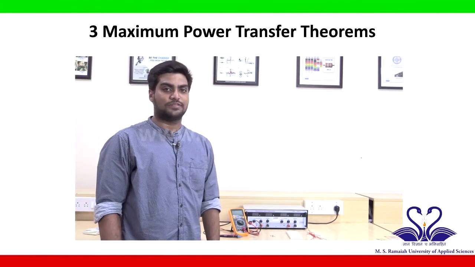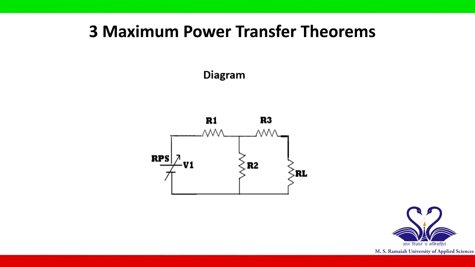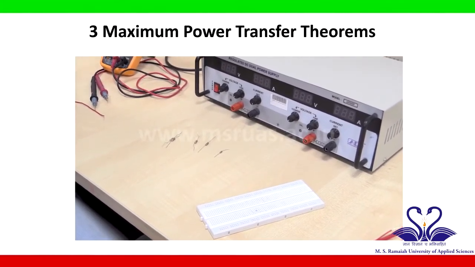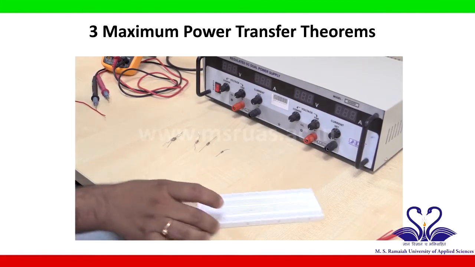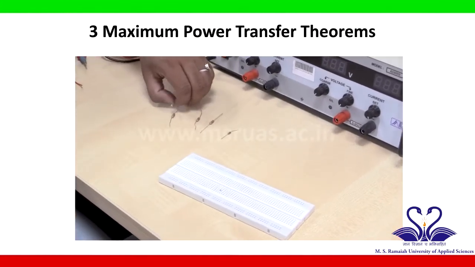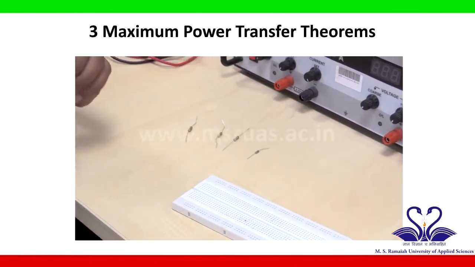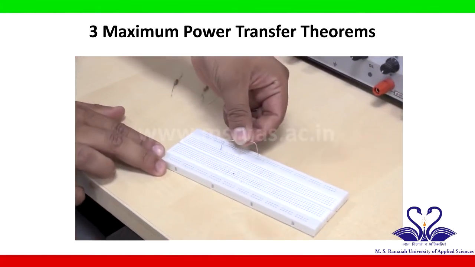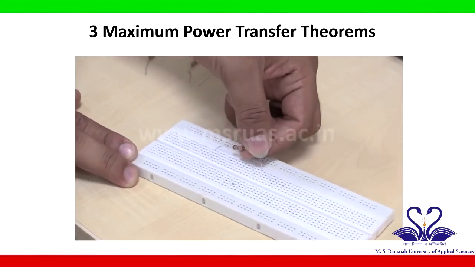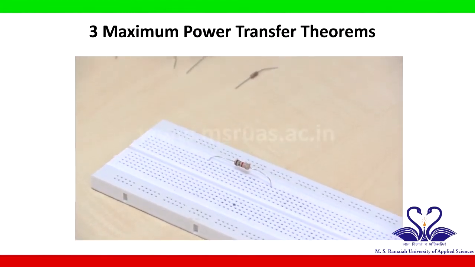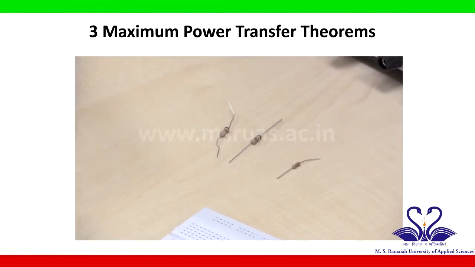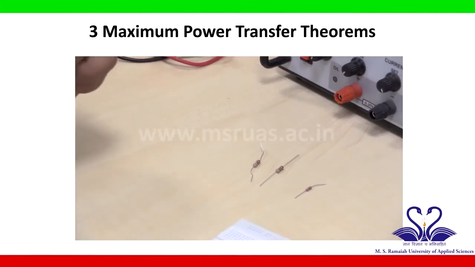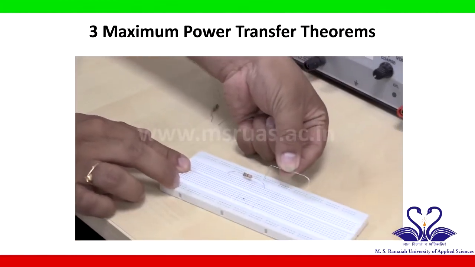Let us start the experiment by building circuit as shown in figure. Let's start building the circuit using breadboard, resistors and connecting wires. Take the breadboard. Using 1.5 kilo ohm resistor, start connecting the circuit. Next we will take one more 1.5 kilo ohm resistor and connect in series with previous resistor.